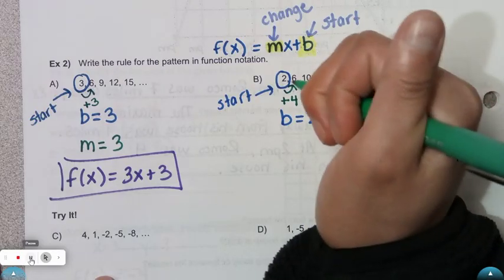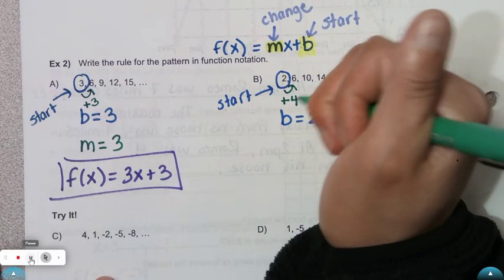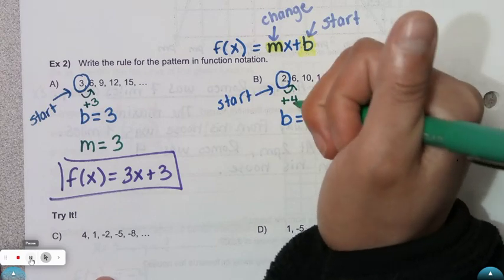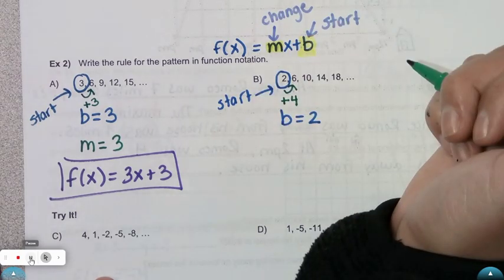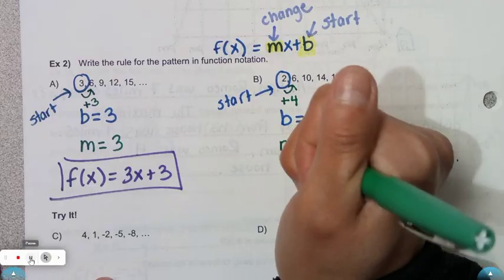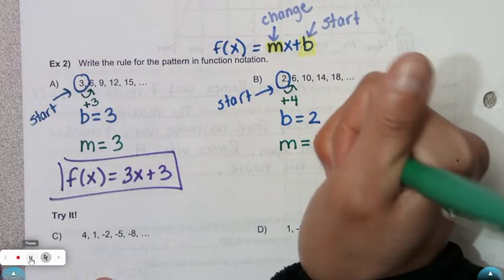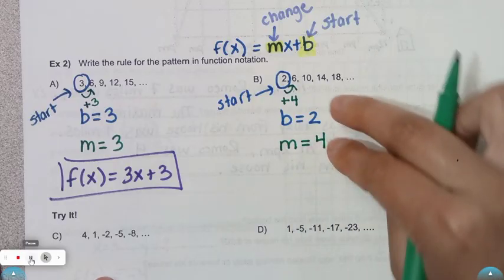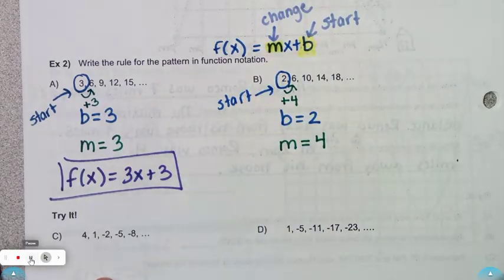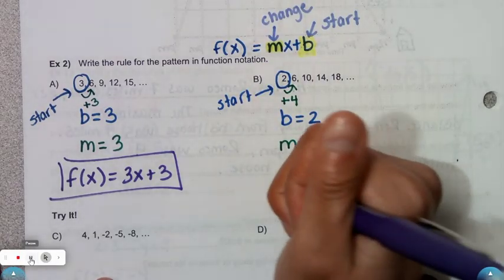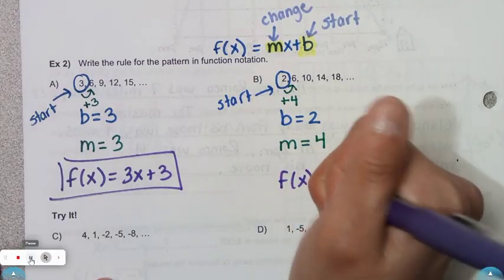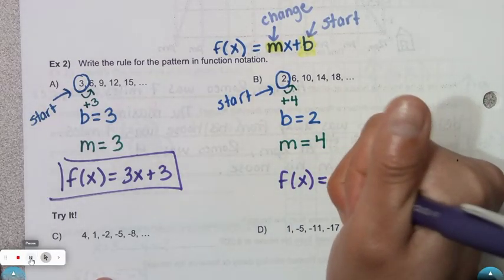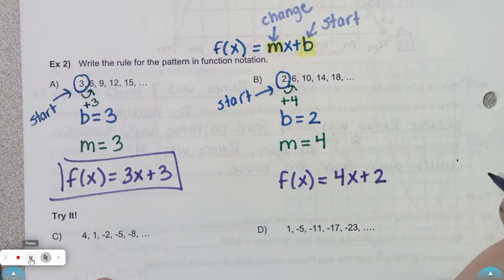And then I want to check 6 plus 4 is 10, 10 plus 4 is 14, 14 plus 4 is 18. So everything checks out. So then my change, my m, is 4 or plus 4. Those are the two that I'm going to replace in those spots. So f of x equals 4x plus 2.